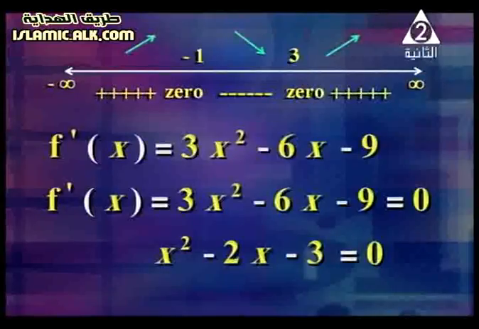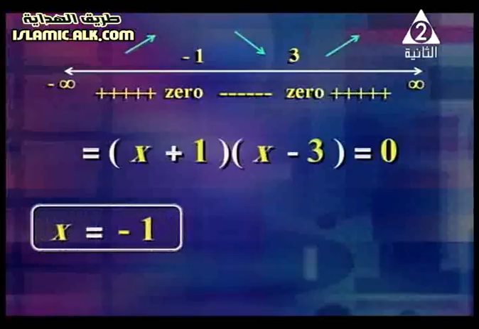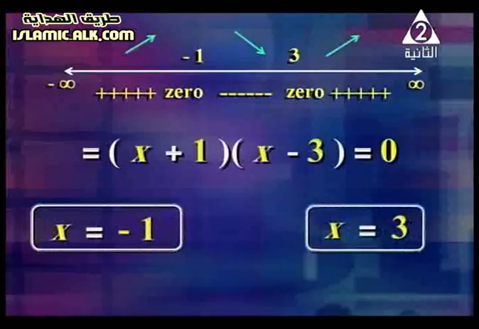By factorization, we find the value of x which makes f dash x equal 0. Remember, dear student, the first step we find f dash of x. Second step we put f dash x equals 0. Why? Because we find the value of x which makes f dash x equals 0. What is the value of x? By factorization, x plus 1 inside a bracket multiplied by x minus 3 inside another bracket equals 0, then x equals negative 1 and x equals 3.